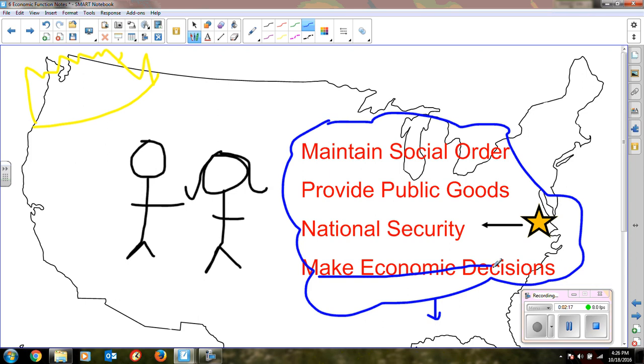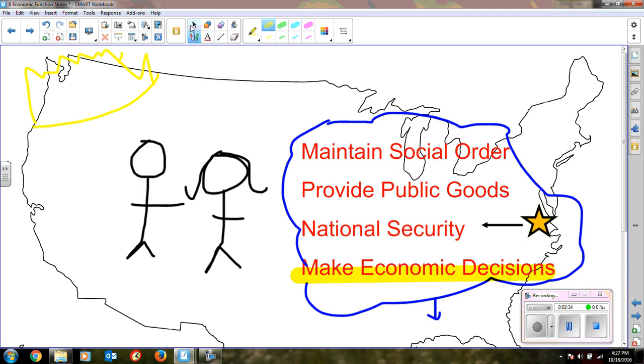Making economic decisions. I should not try to do this at the same time here. There we go. Making economic decisions is the part that we want to focus on in this next unit.